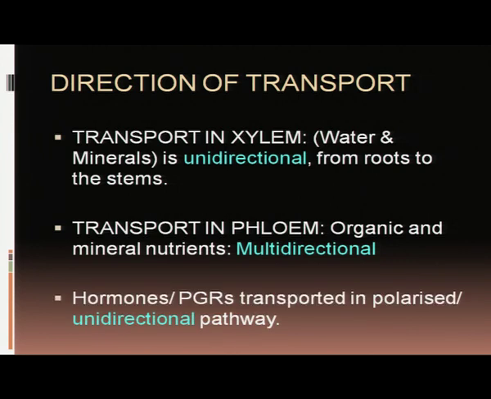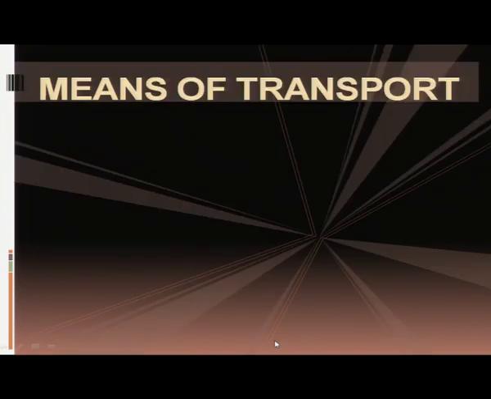Then the hormones or plant growth regulators are mostly transported in a polarized or unidirectional pathway. Why? Because the site where they are produced is generally different from the site of their action. Their target site is different from the site of synthesis. So, they are always transported in a unidirectional pathway.